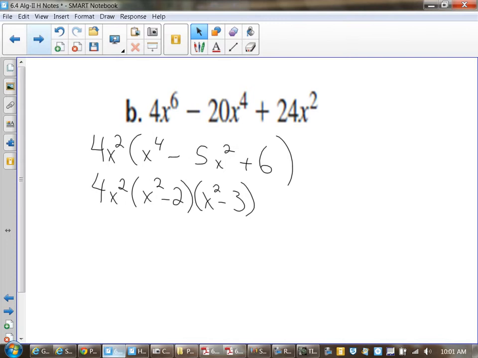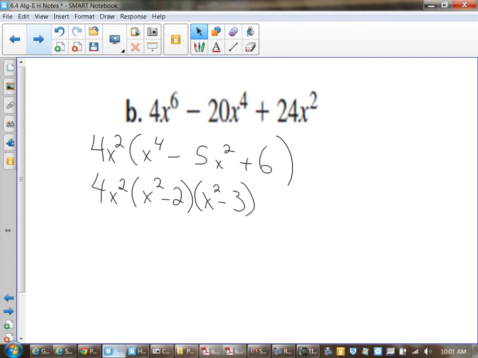Can I factor that any further? Yeah, you could square root it. Do you see an equal sign? No. Can I do that? No. You're done.